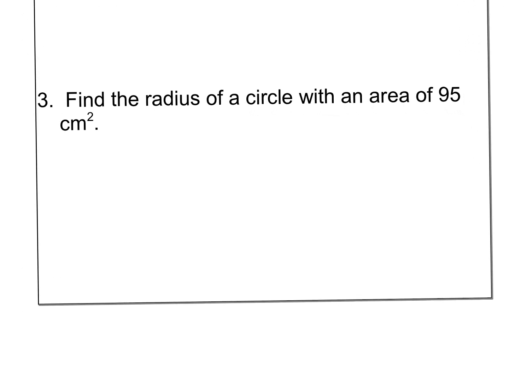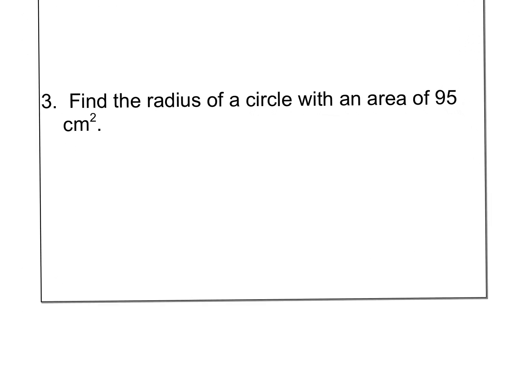Okay. This one is a little bit different. We'll be working backwards here. So now if you consider area is equal to pi r squared. This time we actually know the area. Now we have to do a little bit of work to get back to r. So I need to divide by pi. So as I look, that's about 30.24, and that equals r squared.